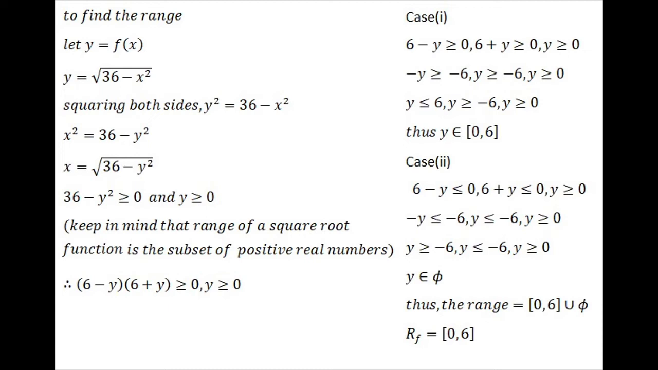Once again, for case 1, both the factors 6 minus y and 6 plus y are positive, comma, y greater than or equal to 0. So it will actually be minus 6 comma 6, but when y is greater than or equal to 0, that's why we get 0 comma 6. In the second case, as we have already seen, it's a null set, similar to the domain. So thus the range is 0 comma 6.